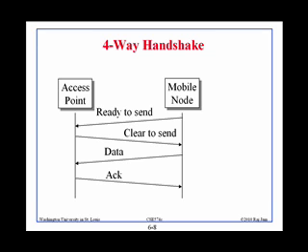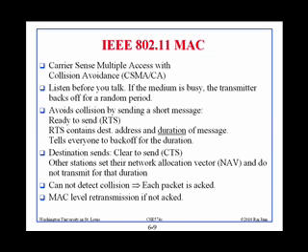Why is it required? Because of the hidden node problem. All right, and this is called CSMA-CA, Carrier Sense Multiple Access with Collision Avoidance.